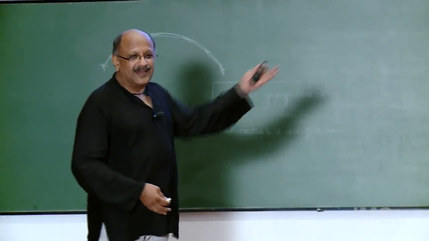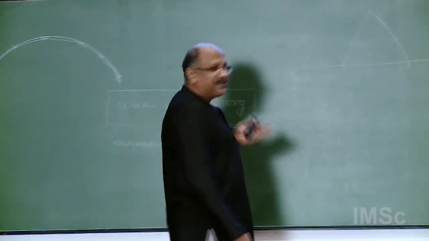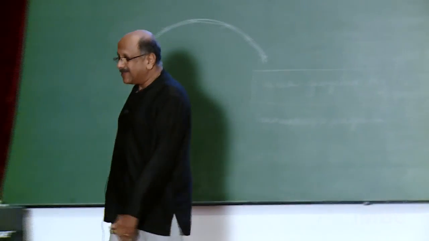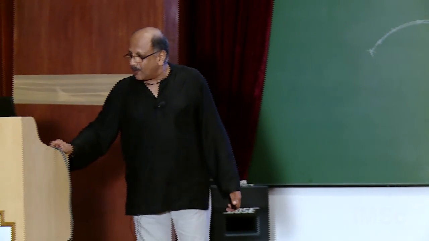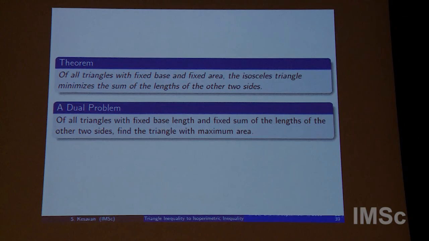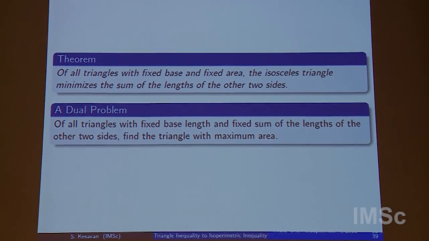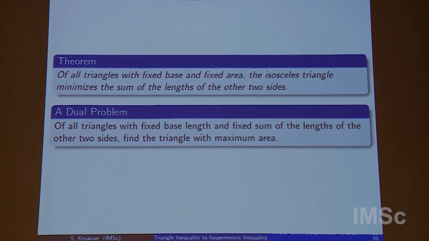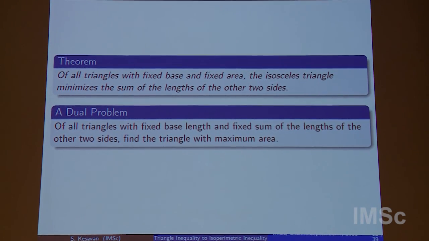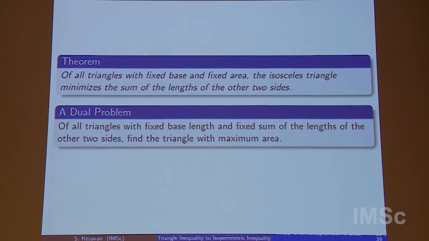So, this typical duality is a very important notion in mathematics. So, you have a dual problem. So, what is the dual problem here? Of all triangles with fixed base length and fixed sum of the lengths of the other two sides, find the triangle with maximum area. So, earlier we fixed the area and minimized the sum of the sides. Now, we fix the sum of the sides and maximize the area. Answer should be the same.